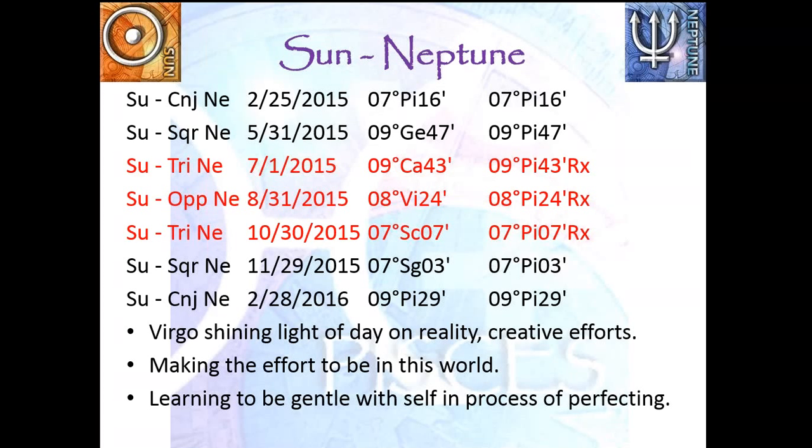Where's that Virgo house? What would give you value and meaning? Sun in Virgo in general, making the effort in the world. And again, when we get to that opposition, is your cup half empty or your cup half full? Are you going to be just tearing yourself apart here with this polarity of Sun Neptune? Or are you going to learn how to be gentle with yourself as you're in this process of perfecting and healing and evolving and searching for Source?